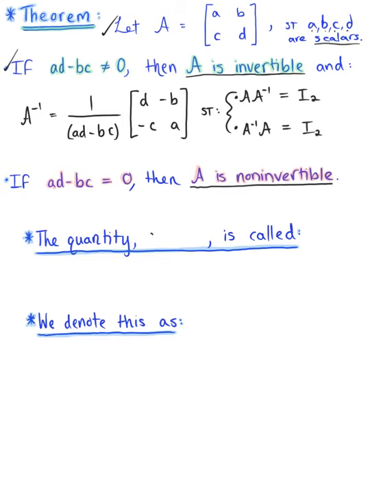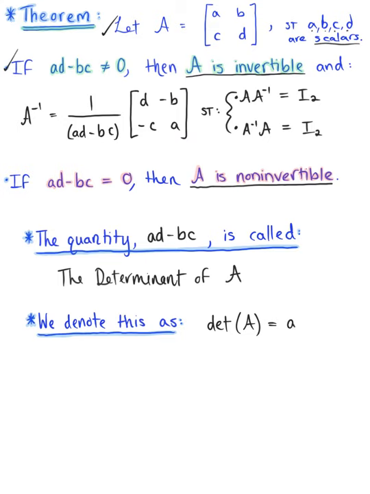So this quantity A times D minus B times C is called the determinant of matrix A. And this determinant is not only going to be important here with a 2 by 2 matrix, but it's going to continue to be important as we look at larger matrices. Now, we denote the determinant of matrix A as det of A. And for now, this is equal to scalar A times scalar D minus scalar B times scalar C.